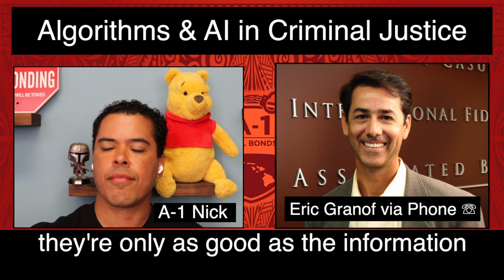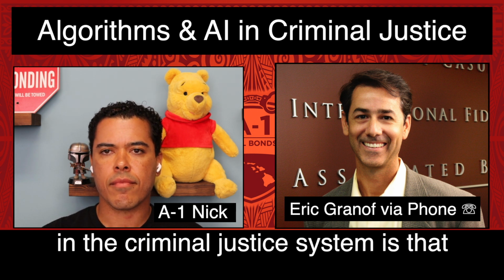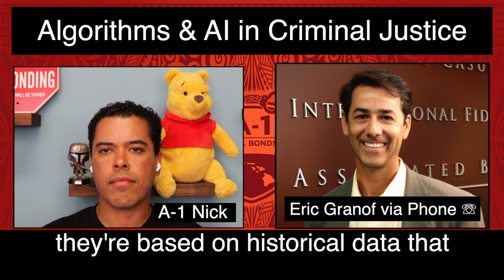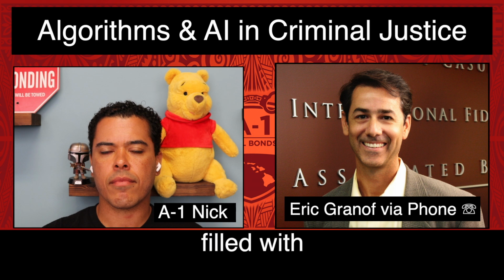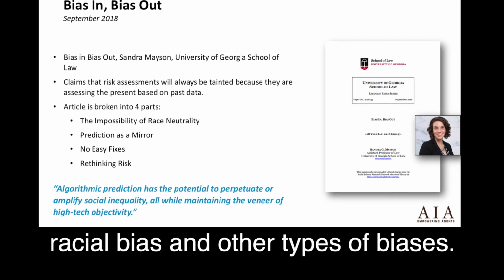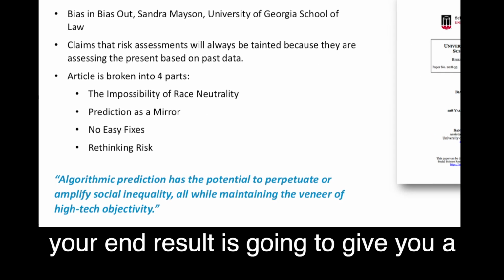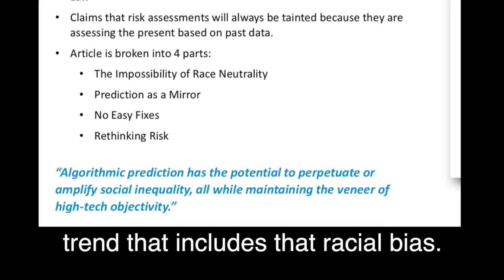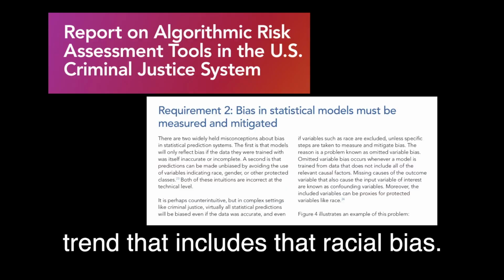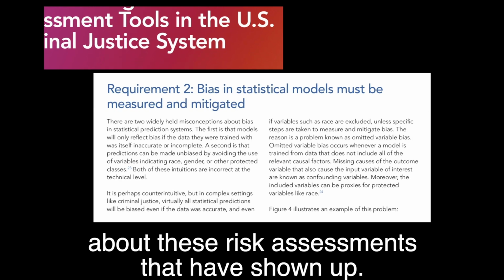Now, the shortcomings is that they're only as good as the information that you put into them to be able to come up with those trends. And a big criticism of these things in the criminal justice system is that they're based on historical data that some people believe is filled with racial bias and other types of biases, so that if you're putting racial bias into an algorithm, your end result is going to give you a trend that includes that racial bias. And that's kind of where the big criticism about these risk assessments has shown up.